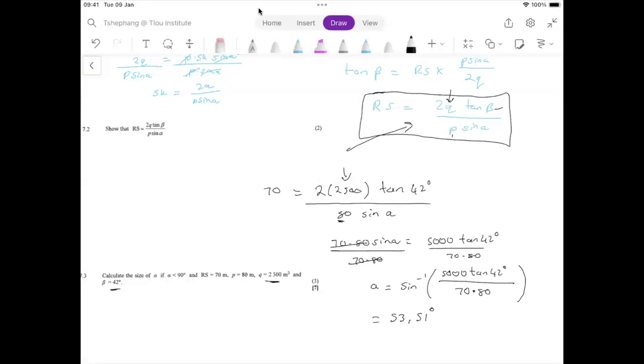Nothing fancy. Then the next thing that I did is I cross multiplied. Remember, this is over 1. So this multiplies there, and this one multiplies there. That's why I have 70 times 80 sine alpha is equal to 5,000 multiplied by tan 42. Then I divided both sides by 70 times 80, so on the left they cancel. Now, because I want to find alpha, we take shift sine of whatever we have on the right. That's why I have alpha is equal to shift sine of that big thing.